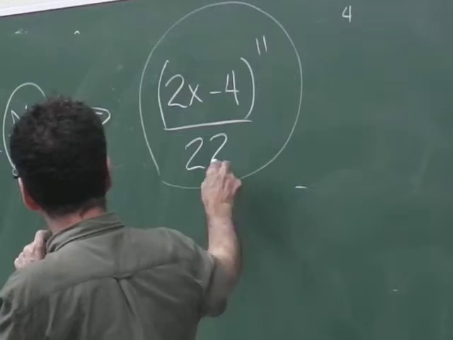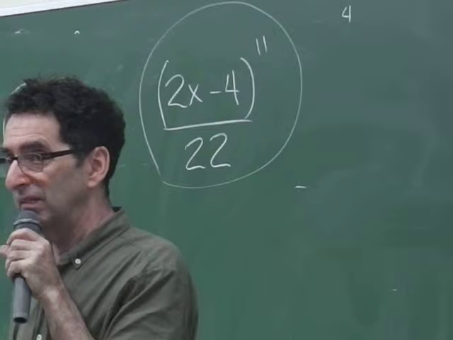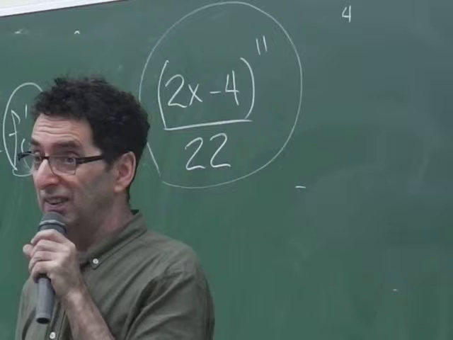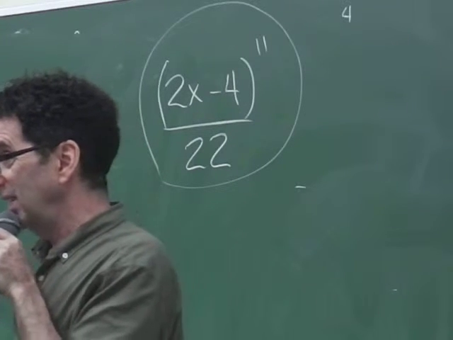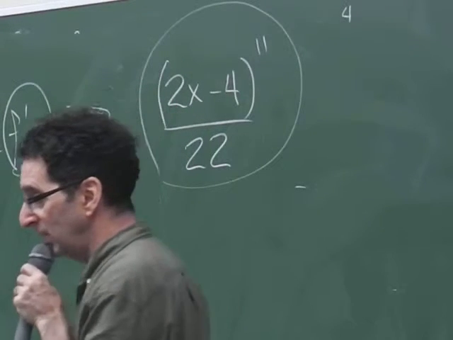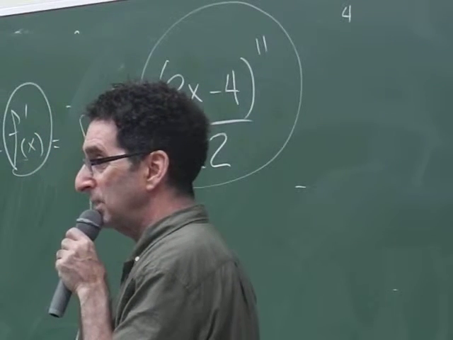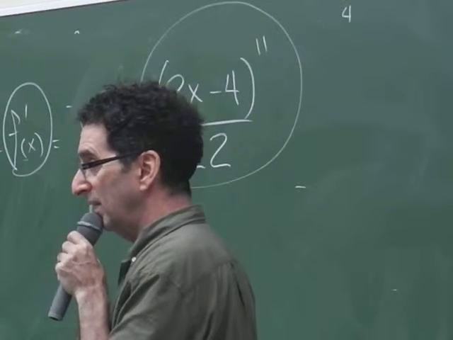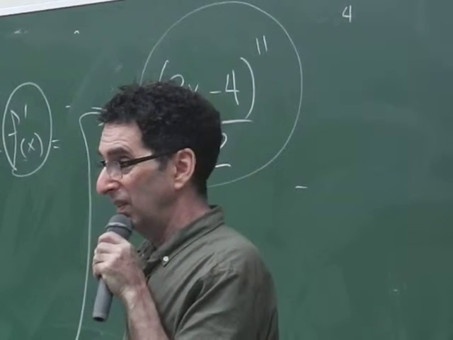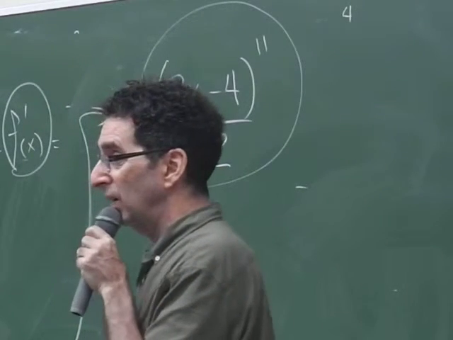Now, how do I take the derivative of this? What rule do I need to do the derivative of this? Chain rule. You need the chain rule, right? So what's the outside function here? Remember, with a chain rule, we have an inside and an outside function. What's the outside function? Raising something to the 11th power. What's the inside function? Multiplying by 2 and subtracting 4.